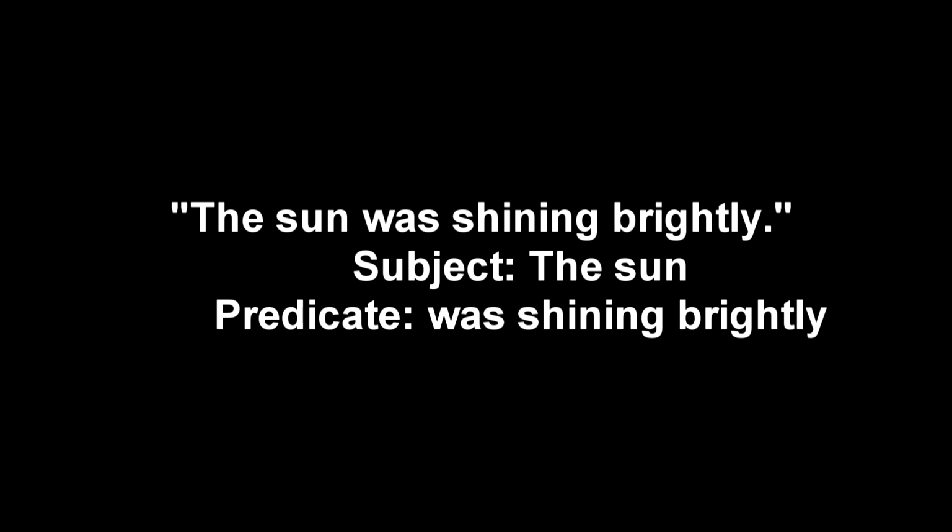Examples of independent clauses: she walked to the store. Subject: she. Predicate: walked to the store. The sun was shining brightly. Subject: the sun. Predicate: was shining brightly. They enjoyed the movie. Subject: they. Predicate: enjoyed the movie.